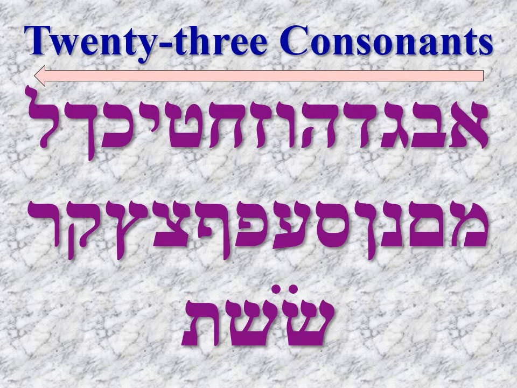Aleph, Beit, Gimel, Dalet, Hey, Wow, Zayin, Chet, Tet, Yod, Kaf, Lamed, Mem, Nun, Samekh, Ayin, Pei, Tsadi, Qof, Resh, Sin, Shin, Tav. And hopefully you see the five final forms in there.